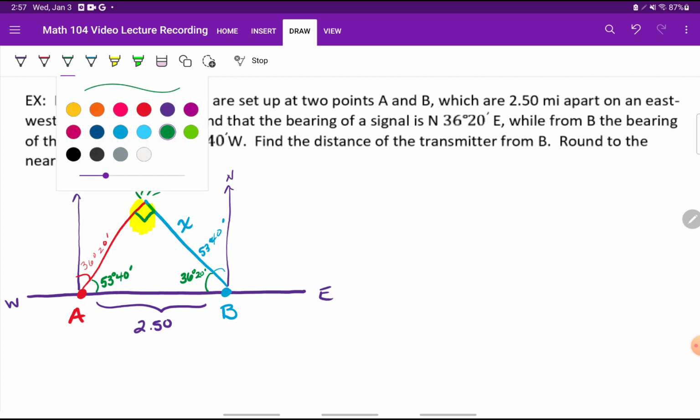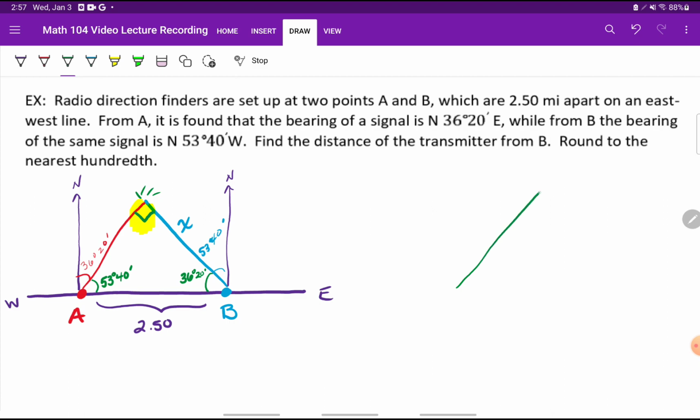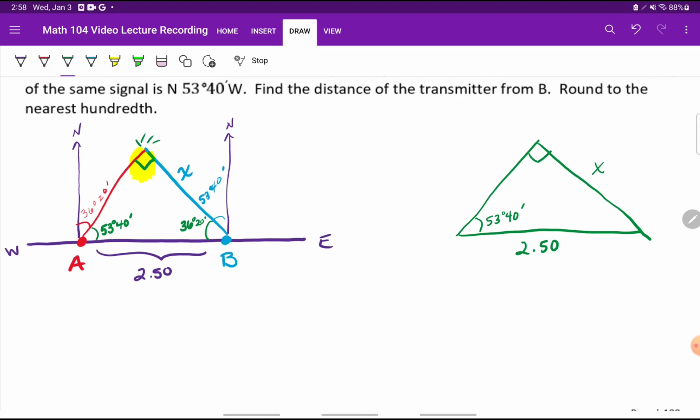I'm going to draw a breakout. We know this is 2.50. This is our right angle. This is X. And really we only need one of the angles. I'm going to choose this one here. From our angle 53 degrees 40 minutes, our side X is opposite. And the 2.5, well, that's our hypotenuse because it's directly across from our right angle. So opposite and hypotenuse, that's going to be sine.